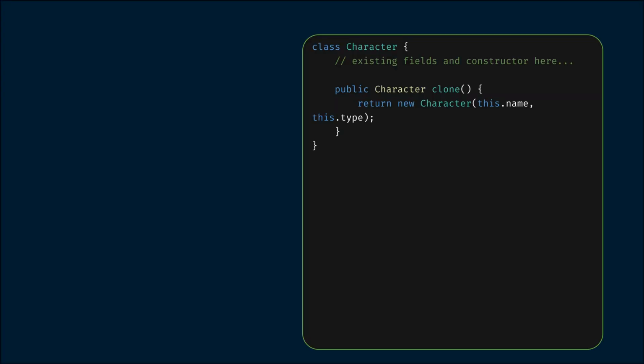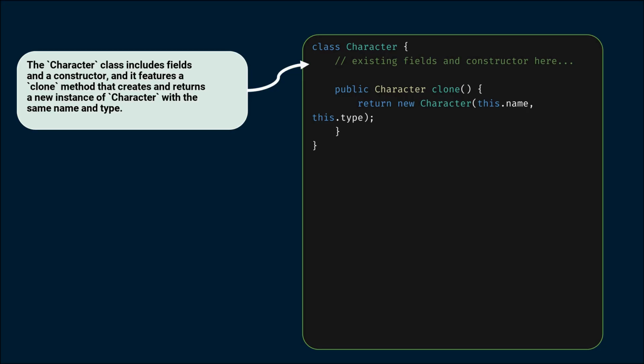Now let's implement the character class with a crucial clone method to enhance our caching mechanism. The character class begins by defining its properties, such as name and type, which are essential for identifying the character's characteristics. The constructor initializes these fields when a new character is created. Next, we introduce the clone method, which allows us to create new instances of the character based on existing ones. This method uses the current object's properties to instantiate a new character, effectively creating a shallow copy.